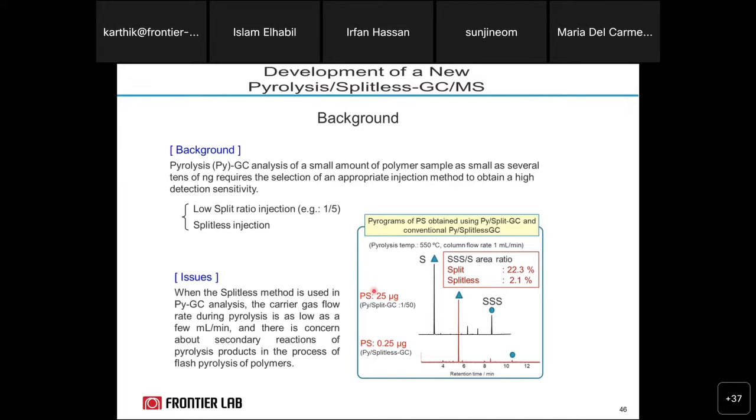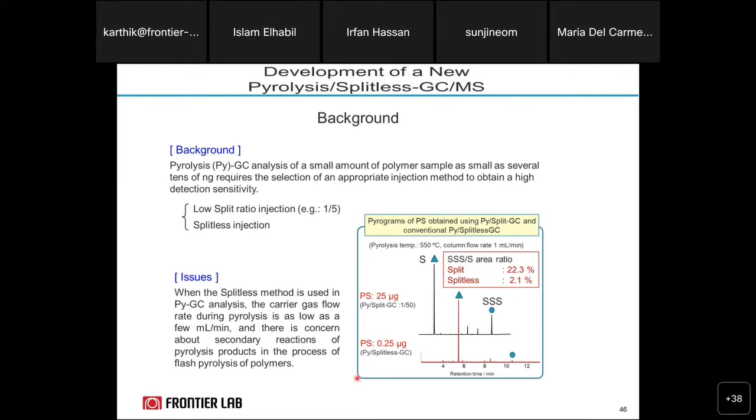We ran 25 micrograms of polystyrene in split mode, where we have the styrene peak and the trimer peak. Then we ran splitless with 0.25 mg, so we reduced the concentration, but what we have seen is that the styrene trimer peak is almost gone. This is because of the secondary reaction that converted the trimer into styrene. Because of this, we see a substantial difference in the ratio of styrene trimer versus styrene.